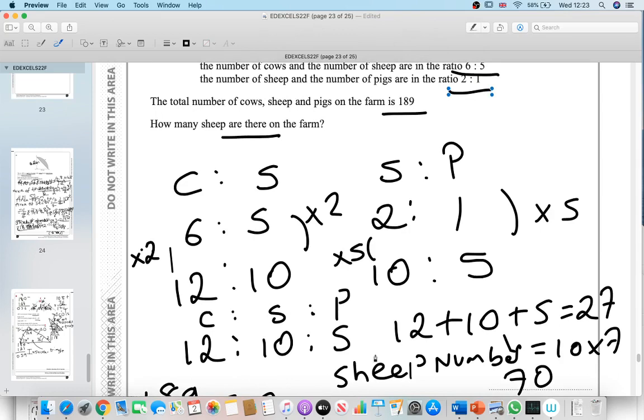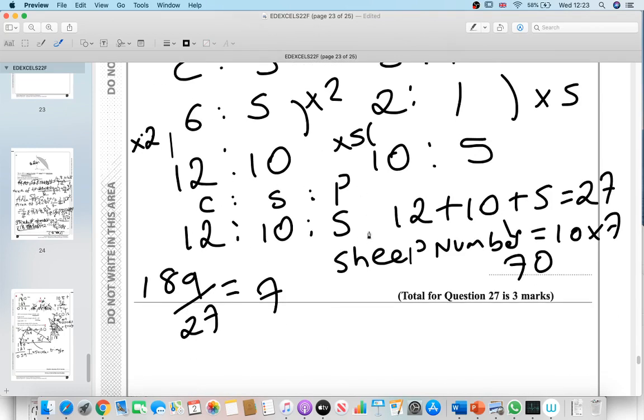Then I'm doing sharing in a given ratio. So I'm going to do 189 divided by the sum of this. 12 plus 10 plus 5 is 27. 189 divided by 27 is 7, which equals 1 part. We want to work out the number of sheep, so I multiply my answer by 10 because it's 10 parts sheep. So the answer is 70.